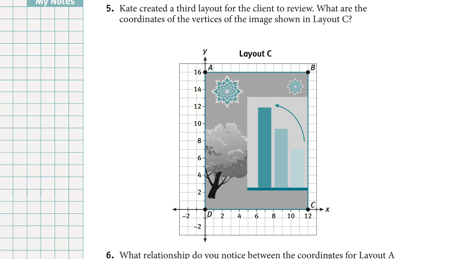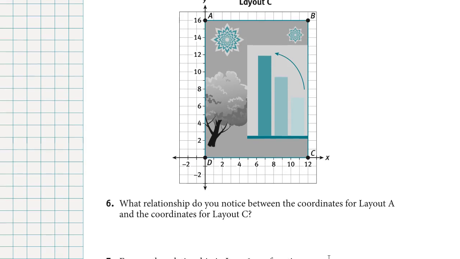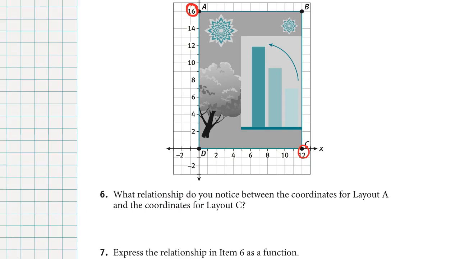Now let's consider the situation where layout A was enlarged. So here we have a picture of layout C, and we can look at the vertices to see how they compare to that original layout A. What relationship do we notice? So let's scroll back to layout A and take a quick look at the vertices, and then we can compare the y value 16 to the y value of the original point A, or we could compare the x coordinate 12 to the original x coordinate of point C to see what happened. I'll pause the video for you to write down that relationship that you notice.